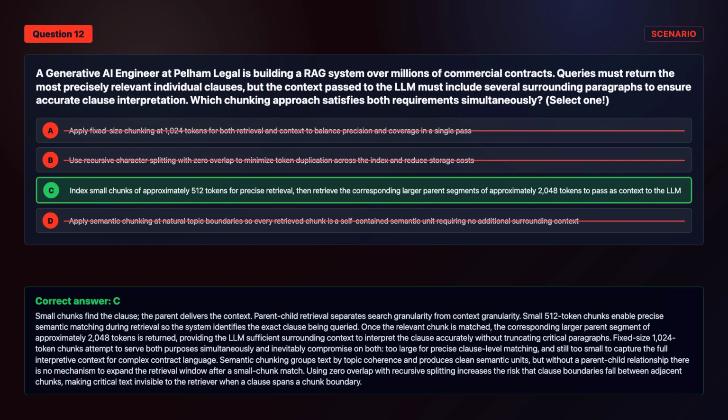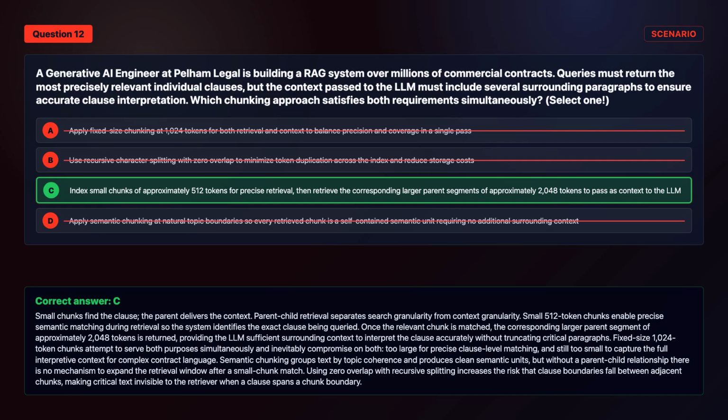The correct answer is option C. Small chunks find the clause, the parent delivers the context. Parent-child retrieval separates search granularity from context granularity. Small 512 token chunks enable precise semantic matching during retrieval, so the system identifies the exact clause being queried. Once the relevant chunk is matched, the corresponding larger parent segment of approximately 2048 tokens is returned, providing the LLM sufficient surrounding context to interpret the clause accurately without truncating critical paragraphs.